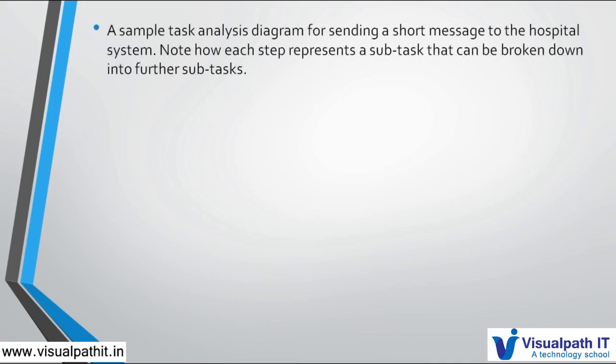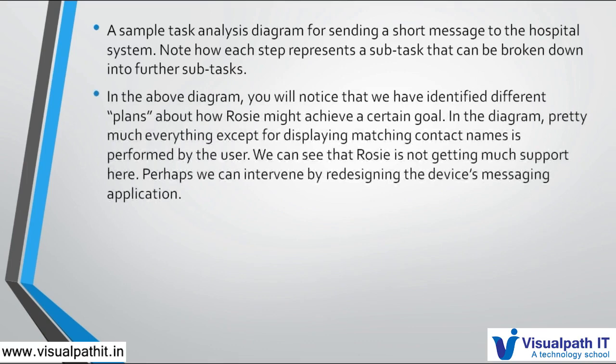A sample task analysis diagram for sending a short message to the hospital system. Note how each step represents a subtask that can be broken down into further subtasks. In the upper diagram, what we have seen is that we have identified different plans for how Rosie might achieve a certain goal. In the diagram, pretty much everything except for displaying matching contact names is performed by the user. We can see that Rosie is not getting much support here. Perhaps we can intervene by redesigning the device's messaging application.